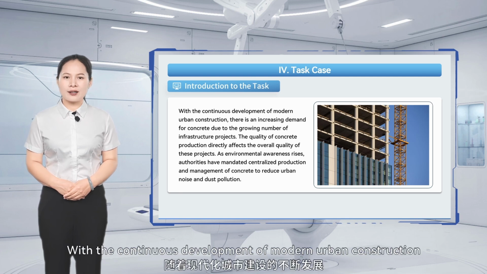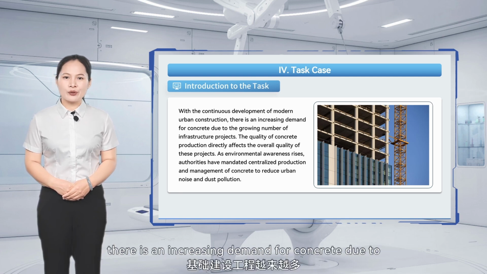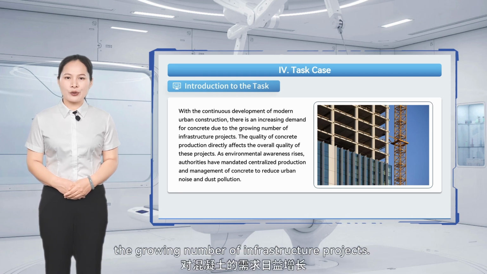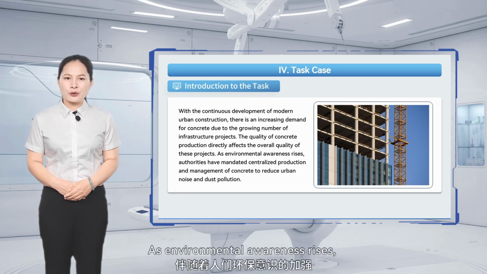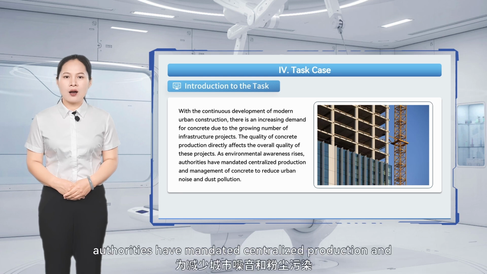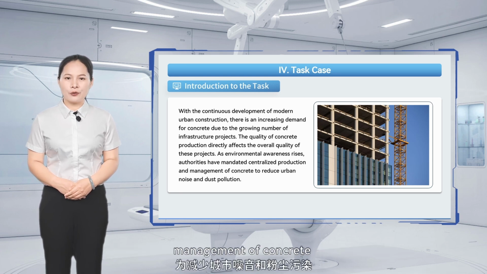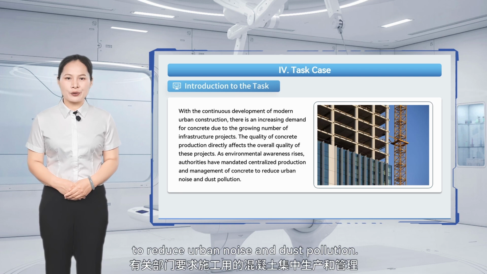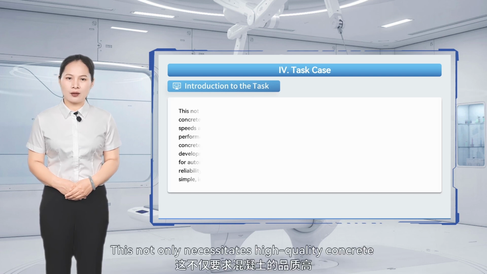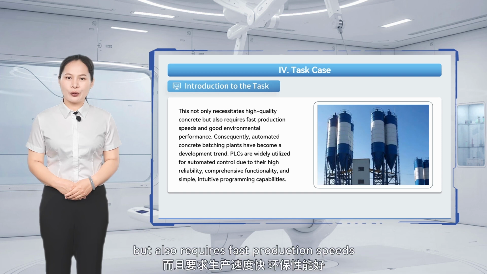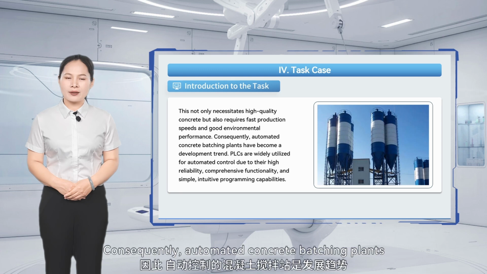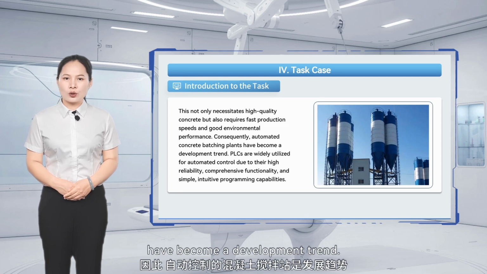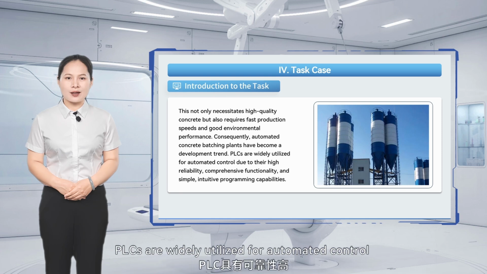With the continuous development of modern urban construction, there is an increasing demand for concrete due to the growing number of infrastructure projects. The quality of concrete production directly affects the overall quality of these projects. As environmental awareness rises, authorities have mandated centralized production and management of concrete to reduce urban noise and dust pollution. This not only necessitates high-quality concrete but also requires fast production speeds and good environmental performance. Consequently, automated concrete batching plants have become a development trend.